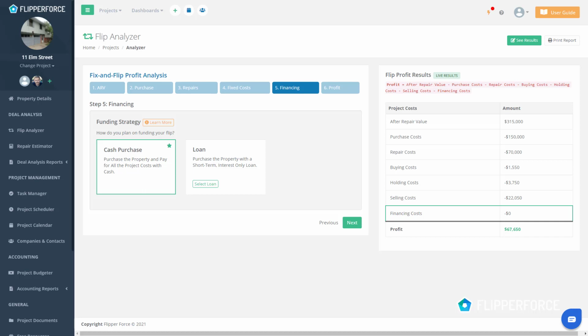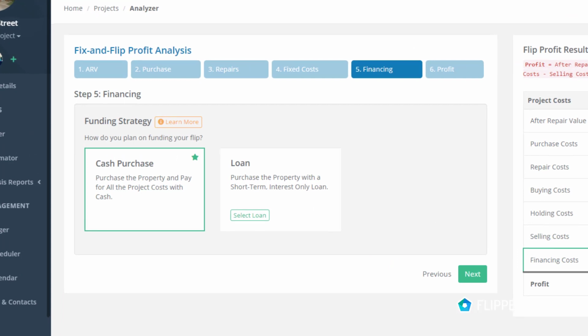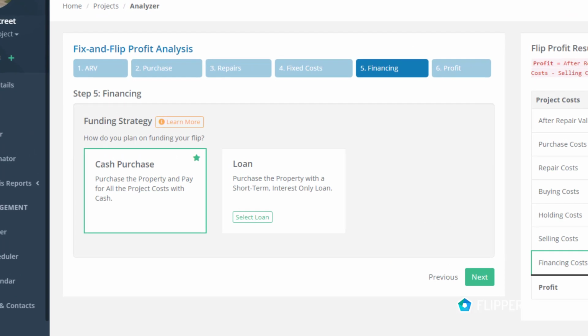In this quick video, we're going to discuss funding your house flip projects and how you can set up your funding in our Flip Analyzer tool. You have two options for funding your projects. You can use your own cash or you can use a loan. If you're a cash investor and are fortunate enough to have enough investable cash to fund your own flip projects, you can just select the cash option and move on to the next step.